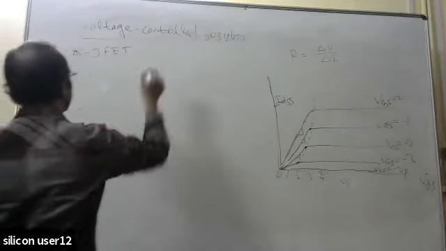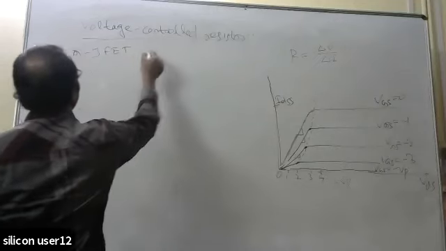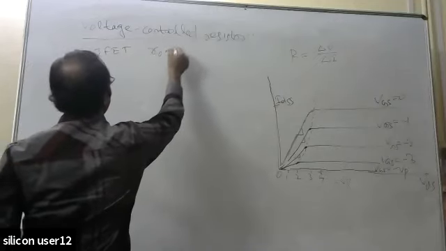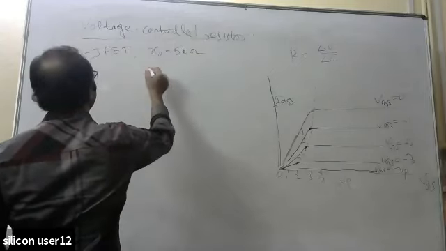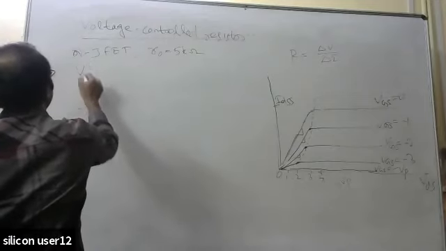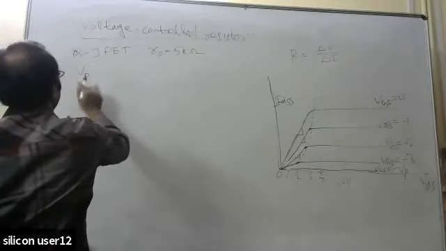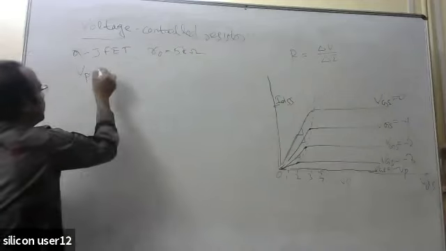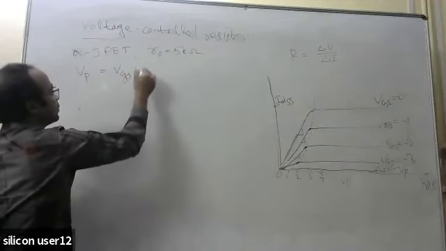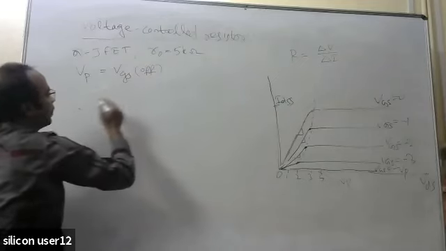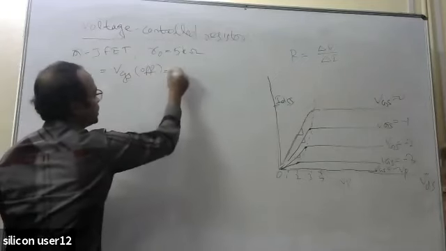R0 is 5 kilo ohm, and VP. It is sometimes written VP, or it is also called VGS off, or pinch off voltage.